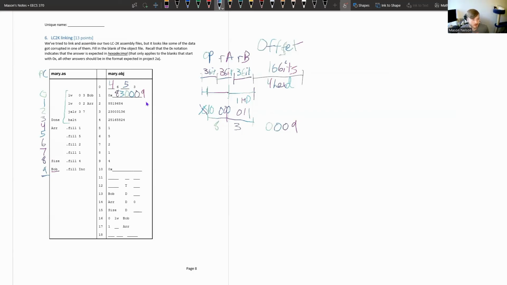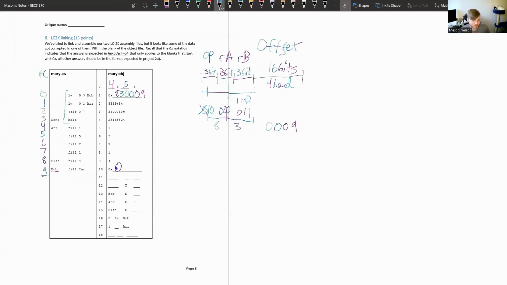Cool. All the rest of the machine code is done for us until we get to this line here where we're translating this dot fill of ink. Now, if we look at our assembly code file, ink is a label, but it's not defined. So if I remember from project 2A, whenever we have an undefined label, we're just going to put a 0 there, which is really, really simple and easy.